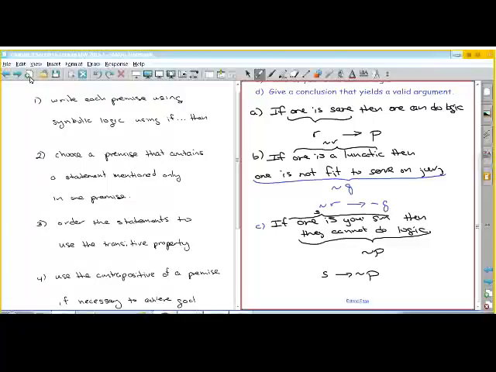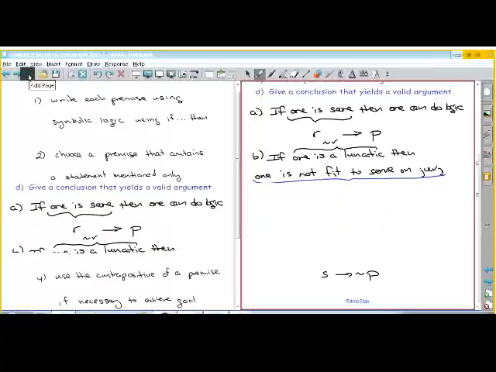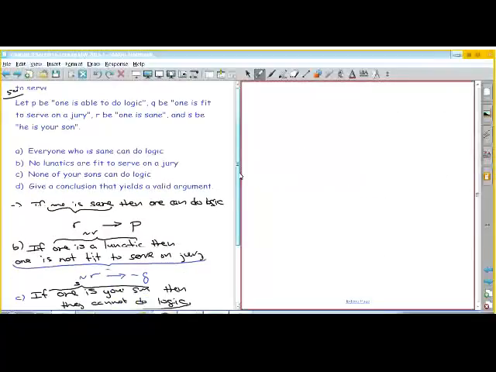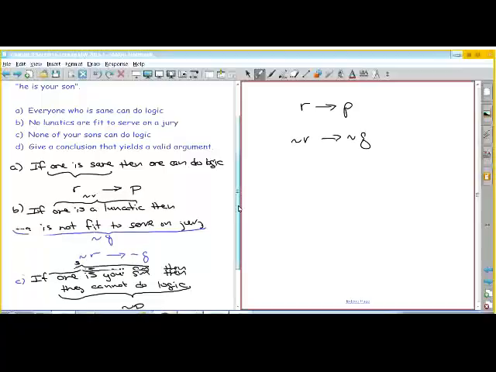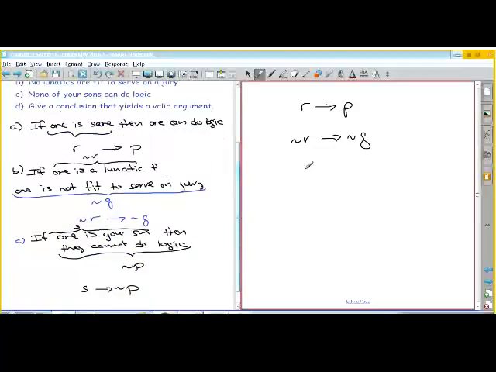So we've done that. So let's write them down now because we're still working on part one. So we're going to write down the three logic statements, or three premises. First one is, if R, then P. The second one is, if not R, then not Q. And the final one is, if S, then not P.